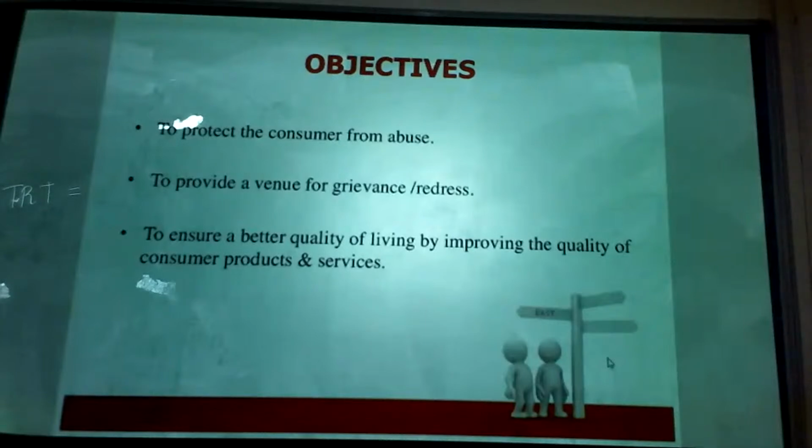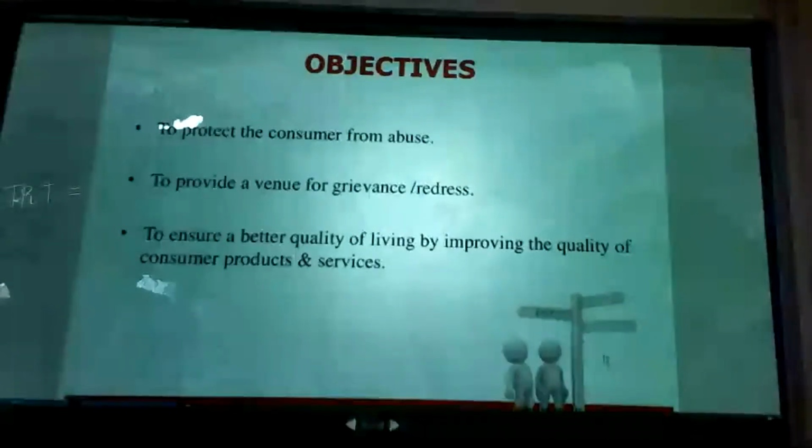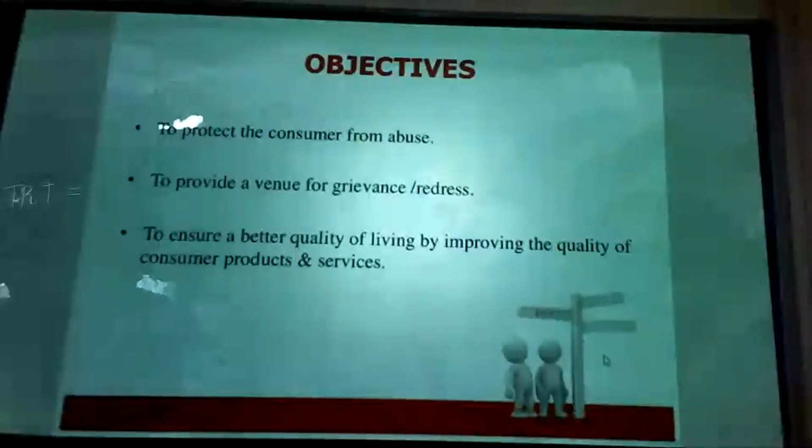Second one is to provide a venue for grievance redress. I have already told you the three redressal agencies provide this to consumers. And third one is to ensure a better quality of living by improving the quality of consumer products and services. Ultimately, when we receive a product from the manufacturer, it should be of good quality as well as durable. These are the expectations. Whether they are adopting fair pricing policies, whether they are providing quality goods, and whether they are providing services in a good manner or not, these are all the things we will cover. So we have to concentrate on that.